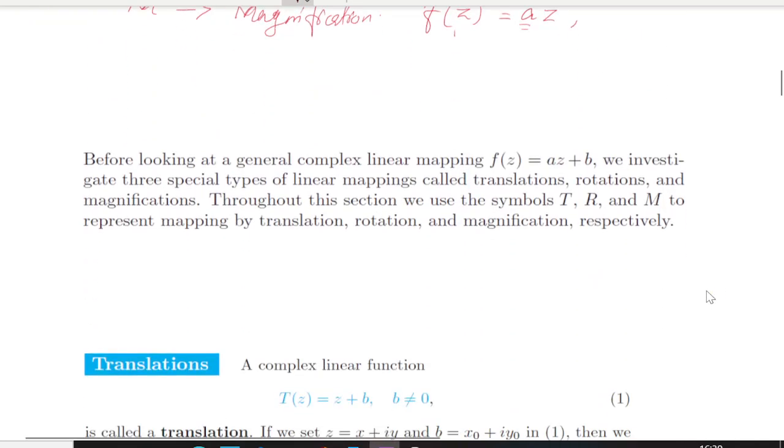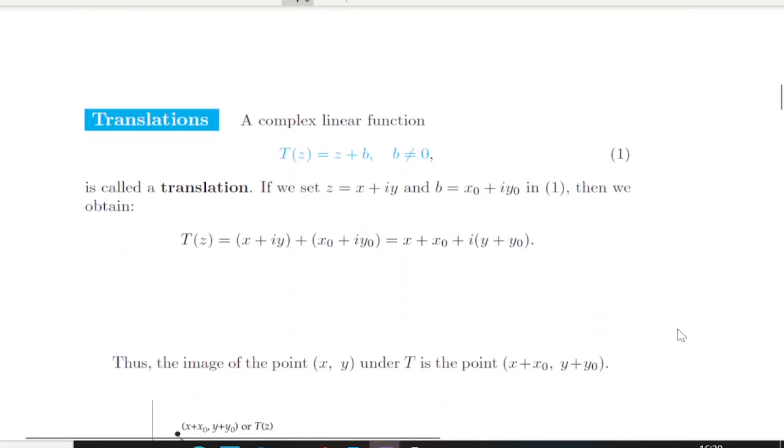So before looking at a general complex linear mapping f of z equals az plus b, we investigate three special types of linear mappings called translation, rotation and magnification. First of all we will concentrate on translation, and we are using T for translation, R for rotation, M for magnification. So what is a translation? T of z equals z plus b, where b not equal to 0, is called the translation.